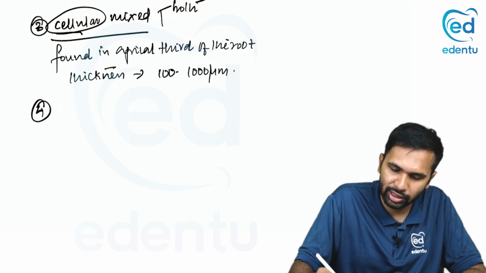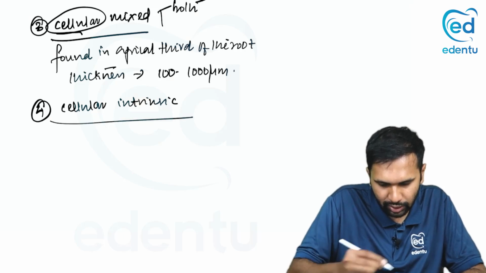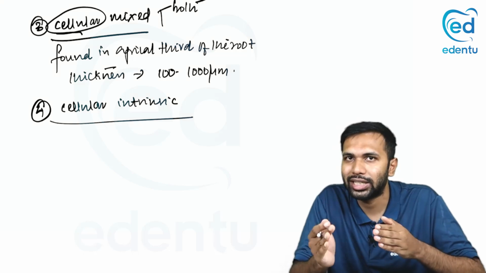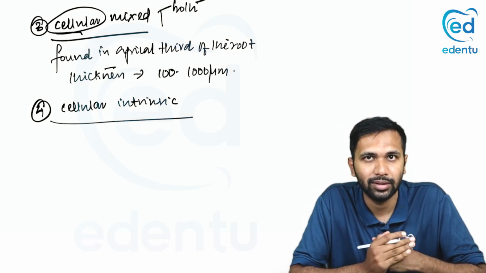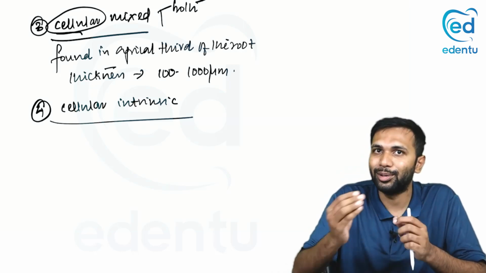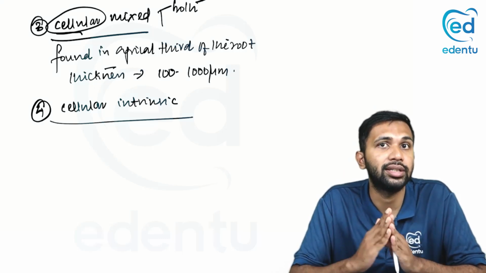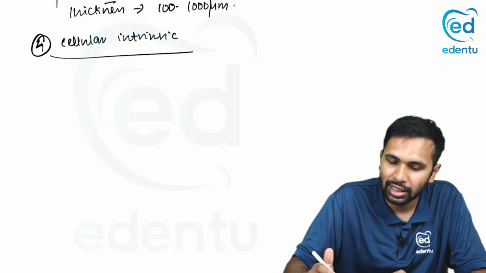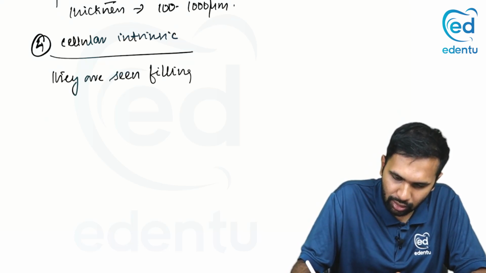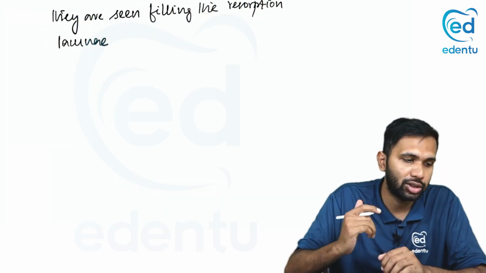And you have the fourth type of cementum, which is cellular intrinsic fibrillar. That is, it has cells and it has only the intrinsic fibers. It has no extrinsic fibers. Please think: if I mention no extrinsic fibers, it should go through your mind that extrinsic fibers means Sharpey's fibers. So no Sharpey's fibers means no periodontal ligament attachment. This cellular intrinsic type doesn't have a periodontal ligament attachment. They are seen filling the resorption lacunae.